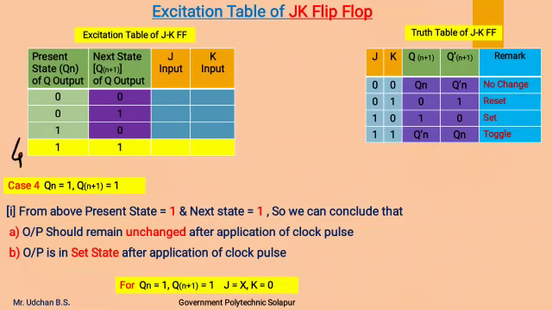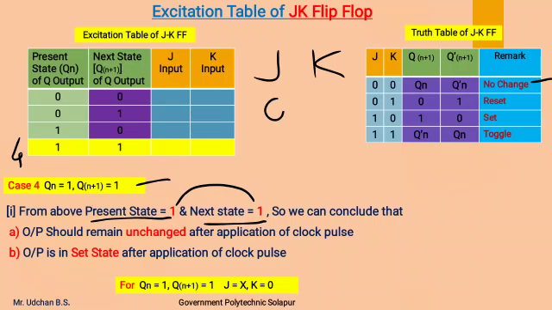Now we will see the last case, that is 1, 1, that is Qn is 1 and Qn plus 1 is also 1, present state is 1, next state is also 1. So from this also we can make two conclusions, as the output is not changing, it is remaining as a 1 from one state to other state, so we can say that the output is in no change state, for which the value of j and k are 0, 0.